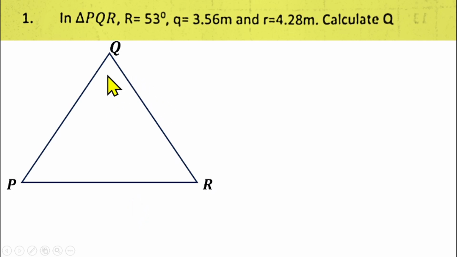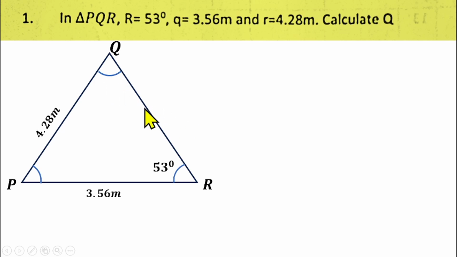Then there should be angles also, for P, Q, and R. We are given angle R, which is this angle here, to be 53 degrees. And then we are given this side q, which is the side facing angle Q, so that would be 3.56. We are also given the side r, which is the side facing angle R, to be 4.28. We have to find angle Q, which is this angle here.